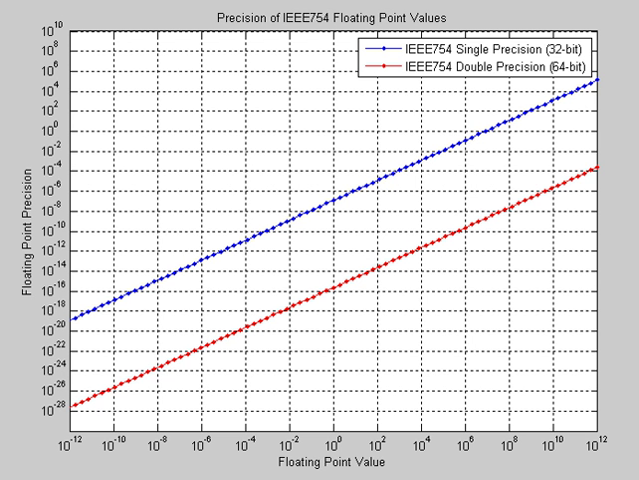The IEEE standard for floating point arithmetic (IEEE 754) is a technical standard for floating point computation established in 1985 by the Institute of Electrical and Electronics Engineers (IEEE). The standard addressed many problems found in the diverse floating point implementations that made them difficult to use reliably and portably. Many hardware floating point units now use the IEEE 754 standard.